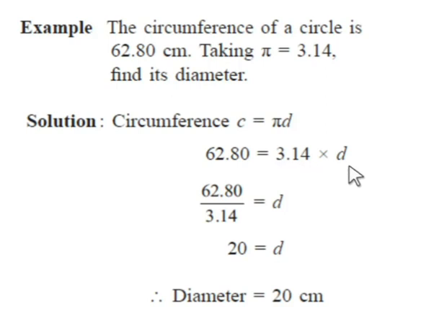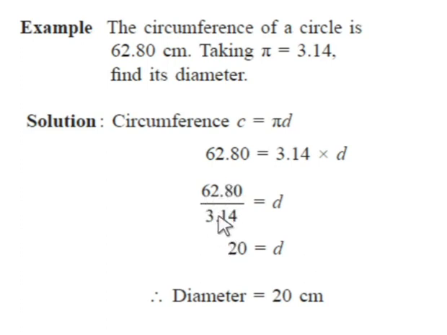As you have to find the value of d, we will shift 3.14 on the other side of the equation. So you will get it as 62.80 divided by 3.14 is equal to d. Now if you look at the example, first we will remove the decimal point from both numerator and denominator, as there are two decimal places in the numerator as well as two decimal places in the denominator. Here both the decimal places will be removed from both the numbers. So you will get 6280 divided by 314.